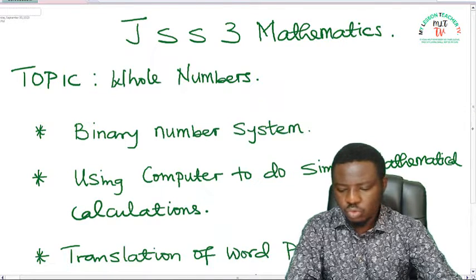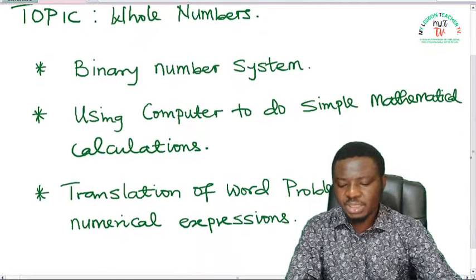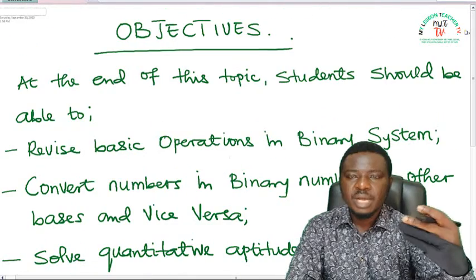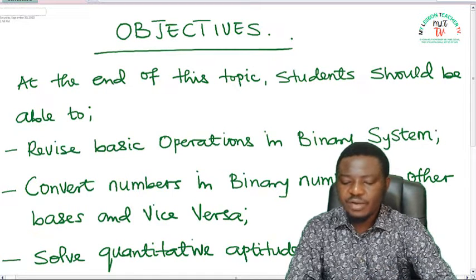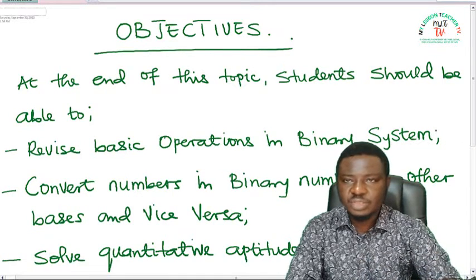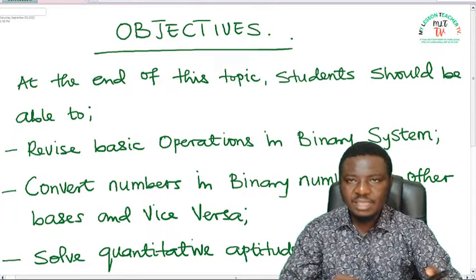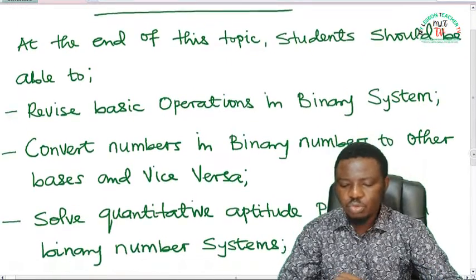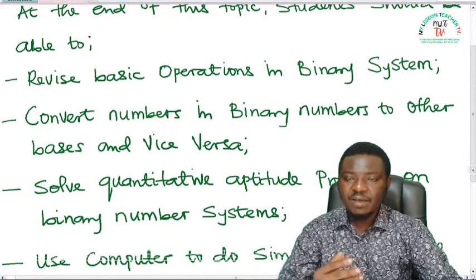We shall also be looking at using computer to do simple mathematical calculations and how to translate word problems into numerical expression. At the end of this topic, students should be able to: 1. Revise basic operations in binary system, such as addition, subtraction, multiplication, and division in binary system. You should be able to know how to convert numbers in binary numbers to other bases and vice versa.